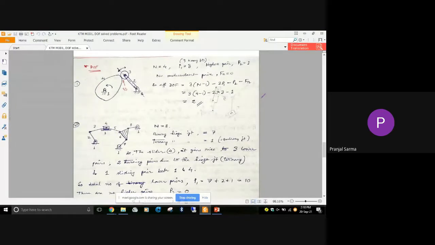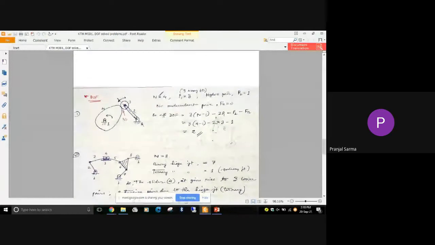Okay, so for finding out the degree of freedom, we'll be discussing the planar mechanism. We are going to use this particular equation: degree of freedom equals 3(n minus 1) minus 2P1 minus P2, and minus any redundant degree of freedom, that also has to be eliminated. Here n is the number of links. From the given mechanism, we should be able to identify the different links and number them properly, so that we find the total number of links.